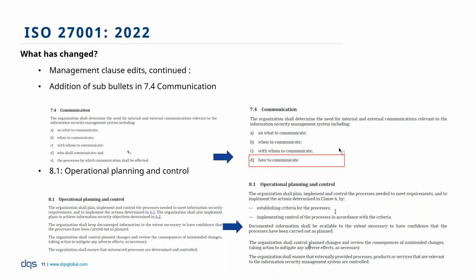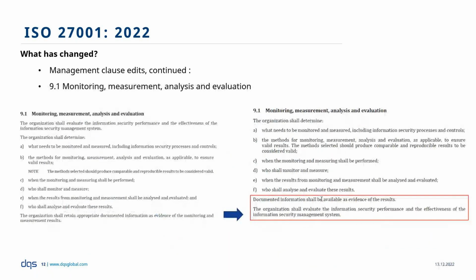In 8.1, operational planning and control, more diverse language is being used, such as using the phrase externally provided processes in place of outsourced processes to be more inclusive of covering all the parties that may be working for you. In 9.1, the language has been modified to emphasize the effectiveness of ISMS through performance evaluation.